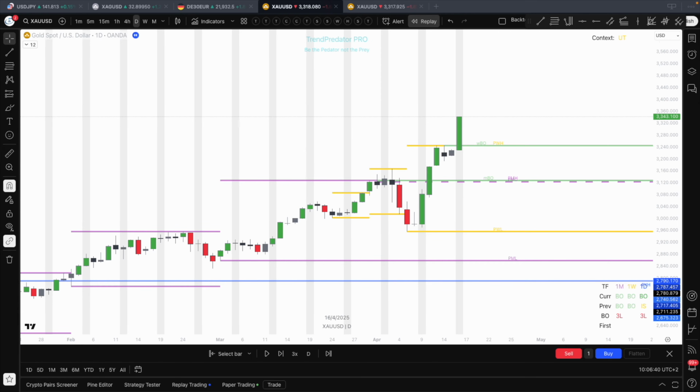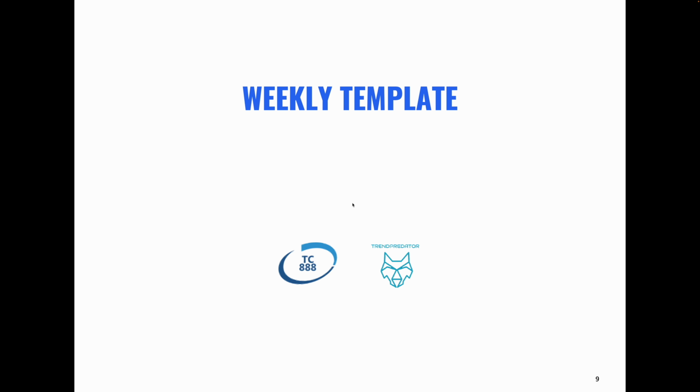So let's look further. The thing I'm looking at is the weekly template. I mean, we kind of already did that now, so we probably don't need to go to the chart one more time, but I'll show you what the thinking about the weekly template is.